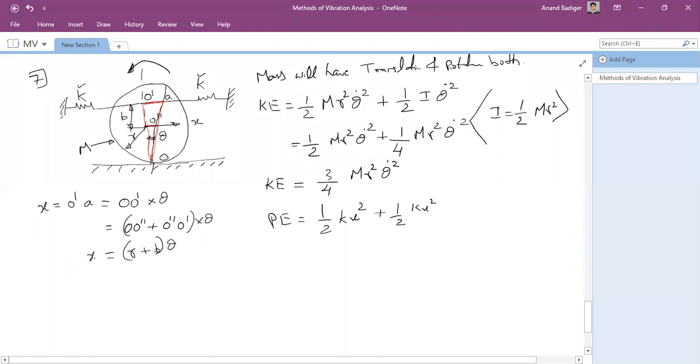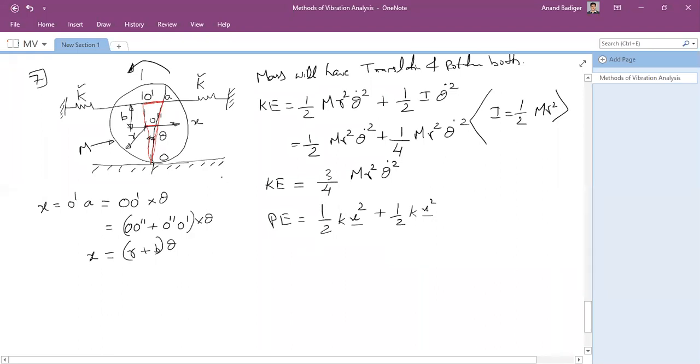So this will become the value of the x from the geometry about what we have seen there. So x is equal to r plus b into theta. So this x value I am going to substitute in the potential energy, at the place of x square. Here I am going to substitute this x value.